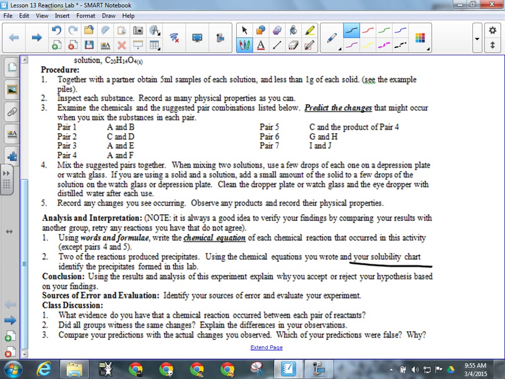Then your sources of error. How many do you have to give me? 2 sources of error with ways to fix them. You've got to include that. The class discussion you don't have to do. We'll talk about that when I return your labs on March the 10th.